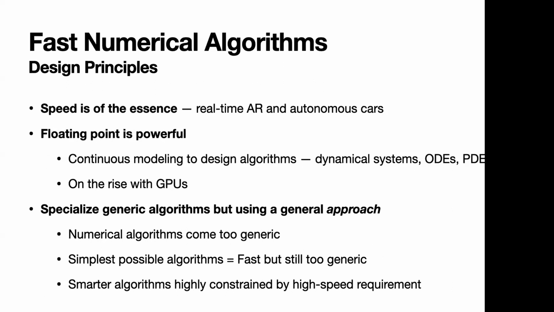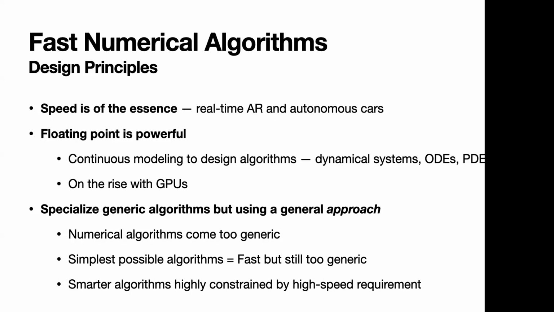And so what are some design principles that we can have for numerical algorithms? Numerical algorithms are not easy to implement, but they are generic. So that's the interesting thing. But at the same time, being generic makes it hard to optimize. You really have to know a lot of details to make it optimal. So the design principle is speed is of the essence. We are trying to optimize here for speed.